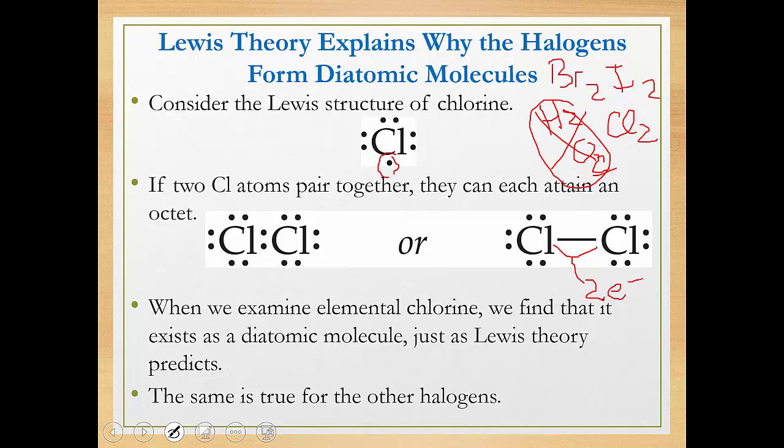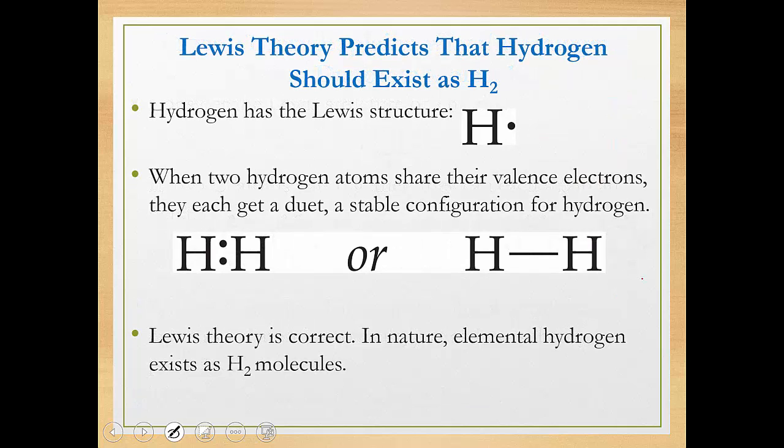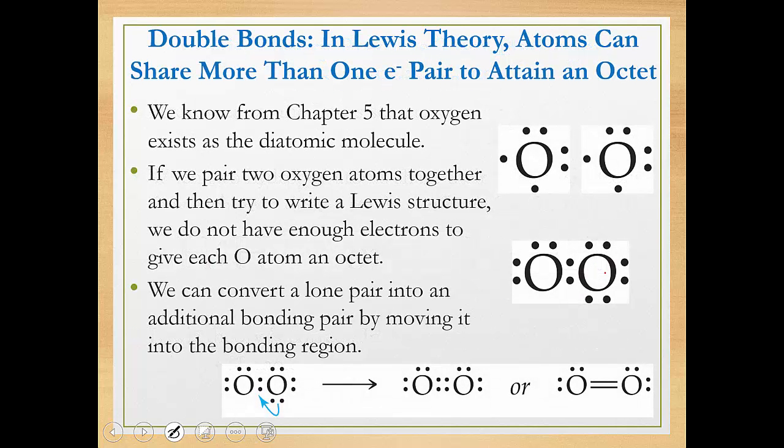Same thing for the other halogens. You can draw them the exact same way. Hydrogen, same thing. It's got that one electron. It wants to share them to make a duet. So I can put a bond in between them. In nature, it's a diatomic. So we can run through all the diatomics.